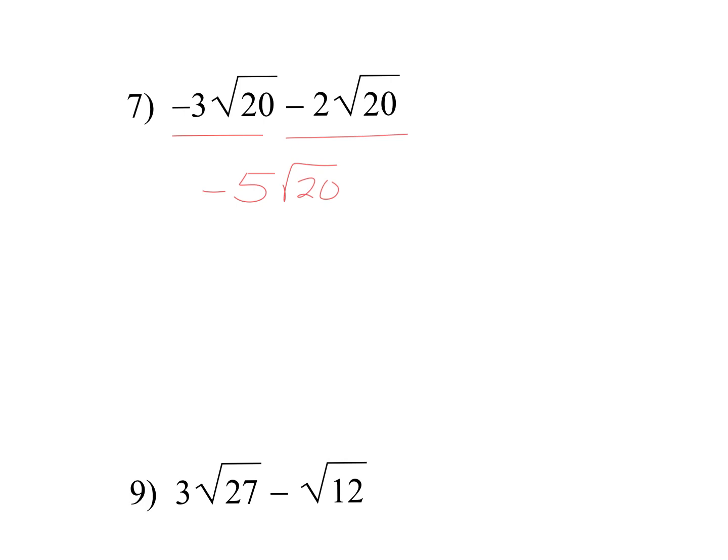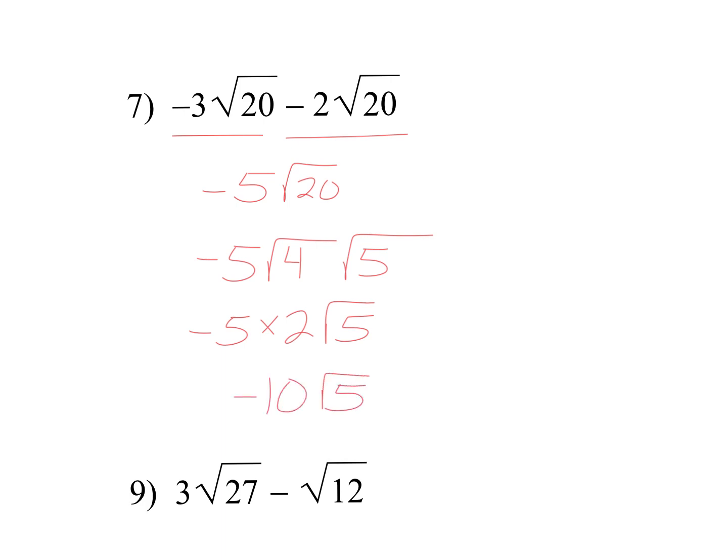I can simplify the square root of 20. So create your good and your bad. What goes into 20? 4. Its leftovers are 5. Last step, simplify. Be careful, we still have that negative 5 out in front. What's the square root of 4? 2. What do I do with the leftovers? Keep it. Last step. 5 times 2. Negative 10 square root of 5.